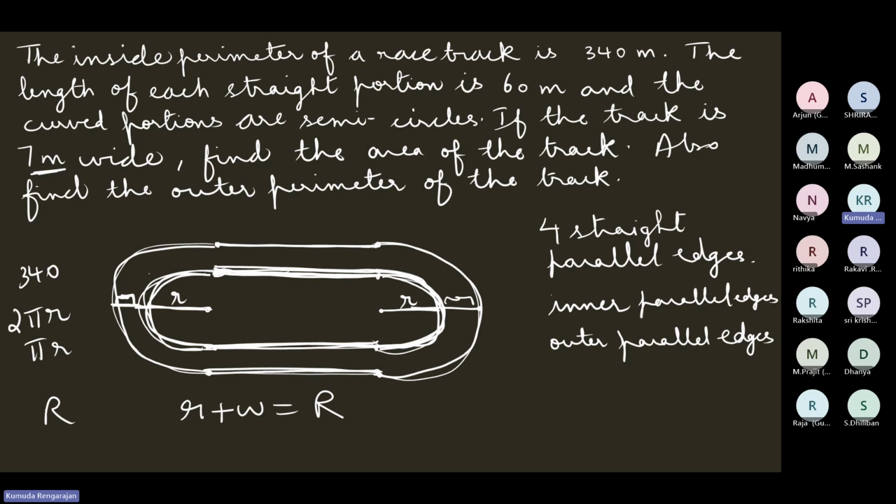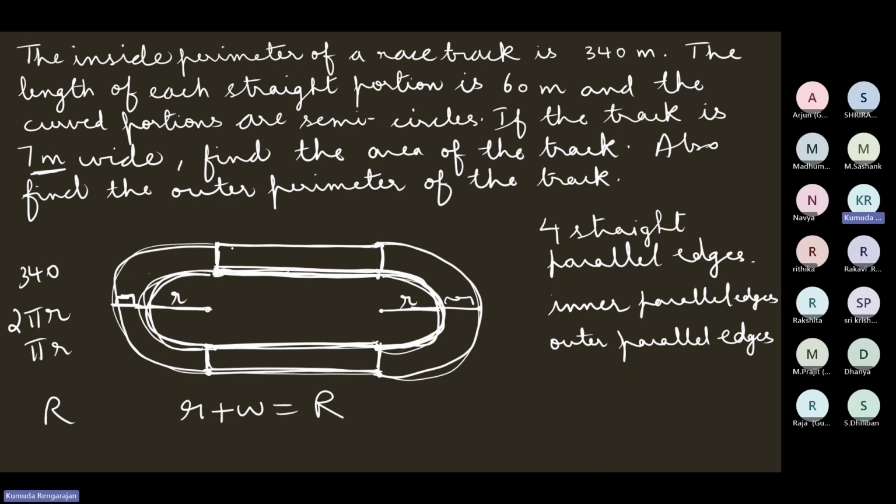Now, if the track is 7 meters wide, find the area of the track. The question is to find the area of the track. But to find the area, we need to find the inner radius and the outer radius. Find the area of the track. Also find the outer perimeter of the track. So how do we find the area of the track? See here, what makes the area of the track? This one is the area of the track. This is the track.